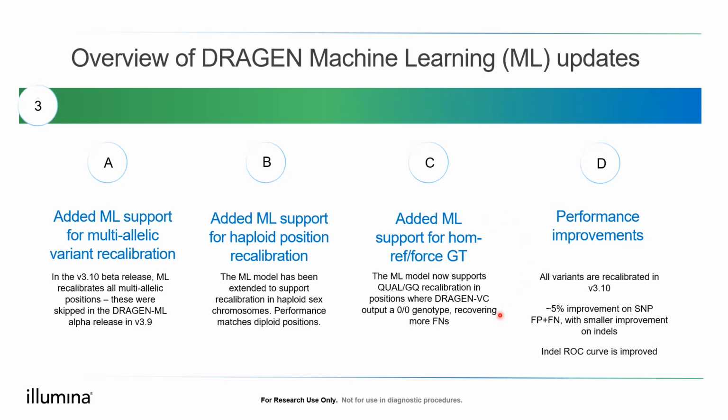On top of these additional functionalities that we have put in this release, there are performance improvements. We are seeing about 5% accuracy improvements on SNPs, so basically improvements that reduce FP plus FN. There is also a smaller improvement that we are seeing on the Indel side. So overall, new features as well as performance improvements have happened on the ML model.